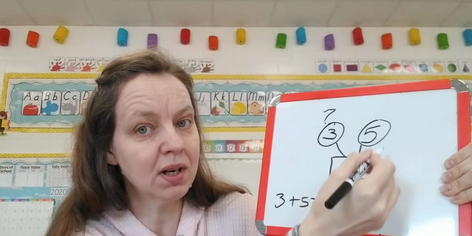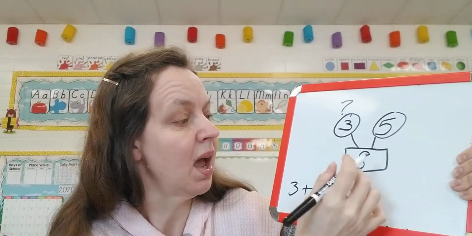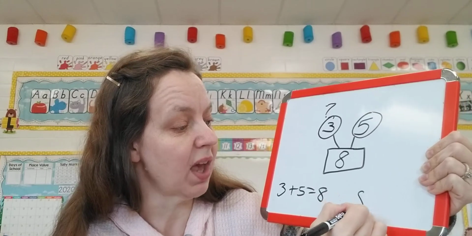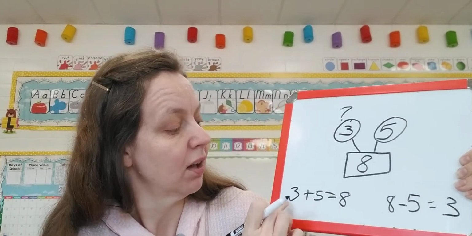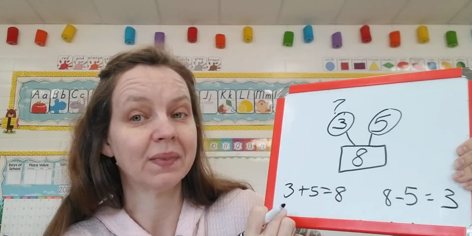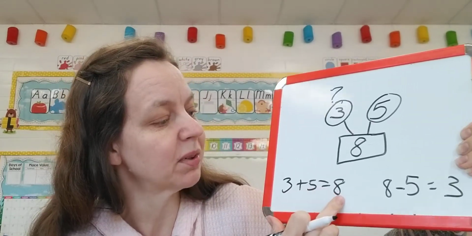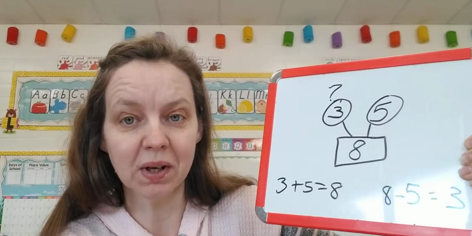See how I got those numbers? They're right there, so I just used them. And the subtraction problem we did, we started with 8 and we took away 5 and we had 3 left. 3 plus 5 equals 8. 8 minus 5 equals 3.